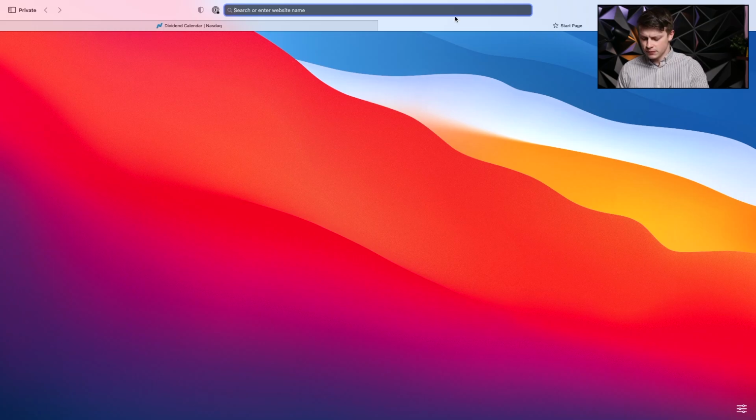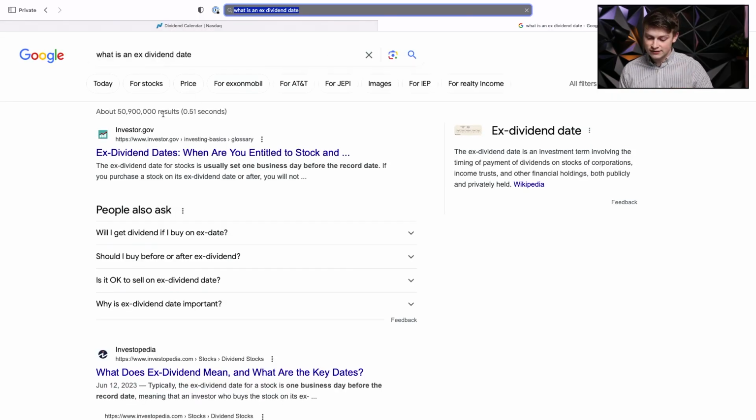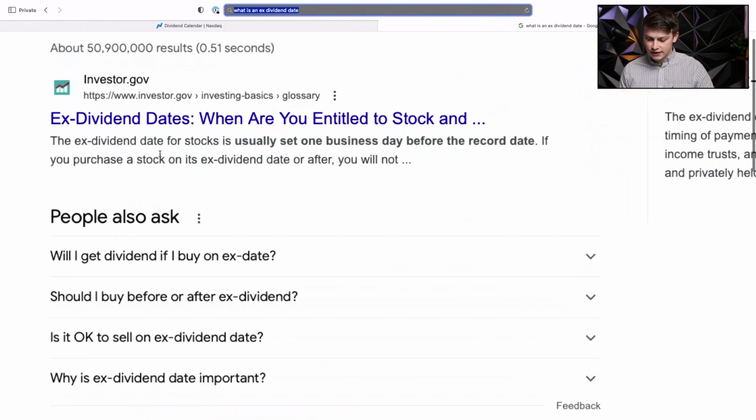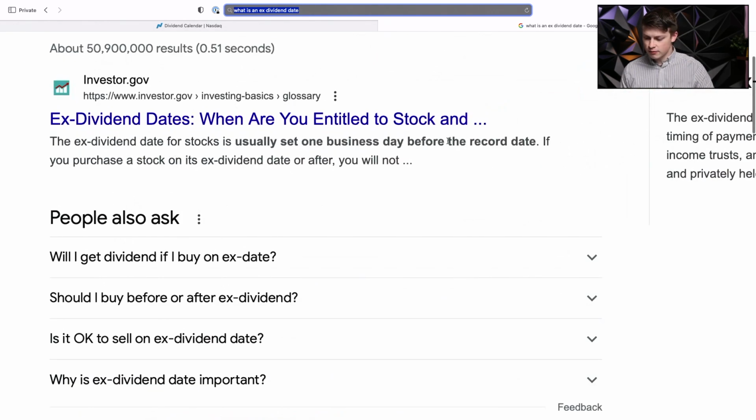Go to Google Chrome, type in, what is an ex-dividend date? And you're gonna learn what an ex-dividend date is. The ex-dividend date for stocks is usually set 1 business day before the record date. Now, a record date for a stock is the date that it records all of the shareholders of that said stock in order to make them eligible to receive the dividend when the stock pays out the dividend, right?